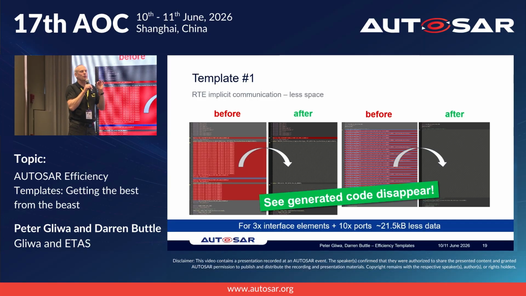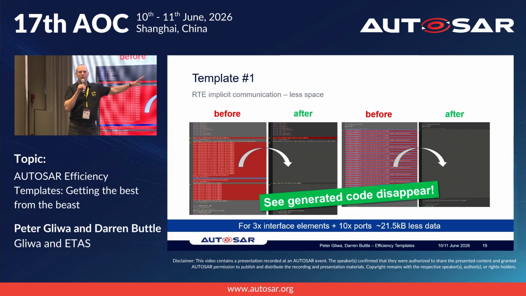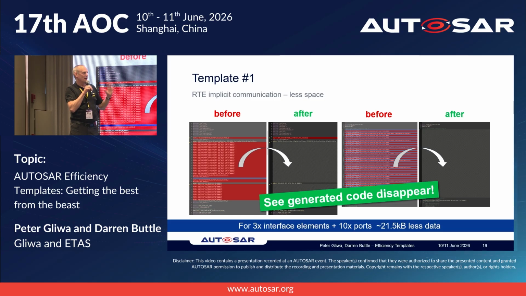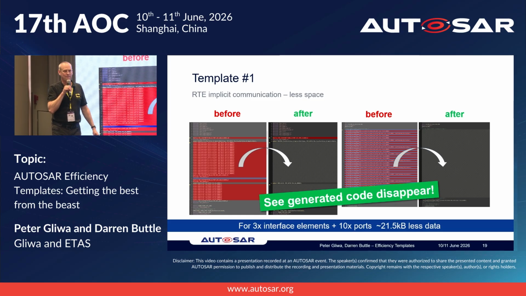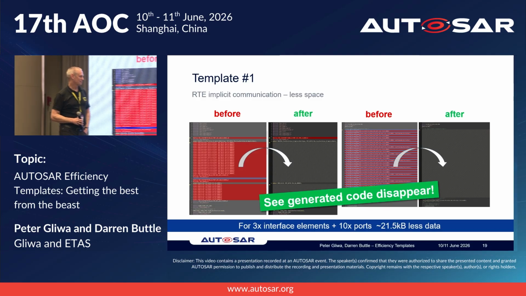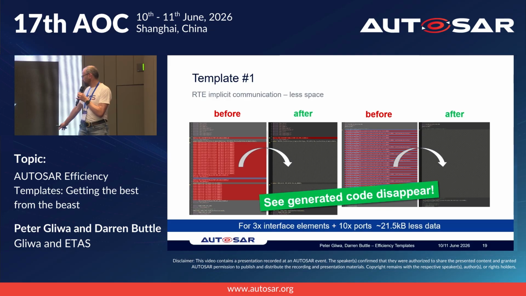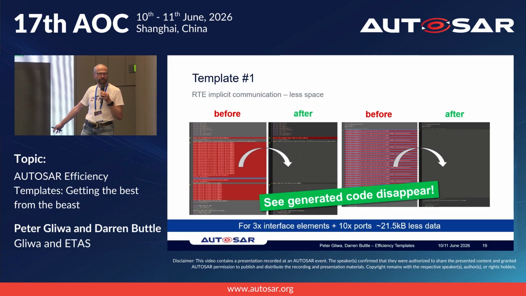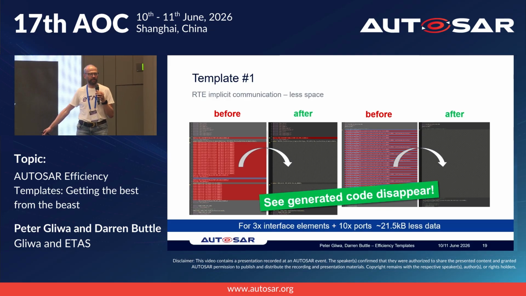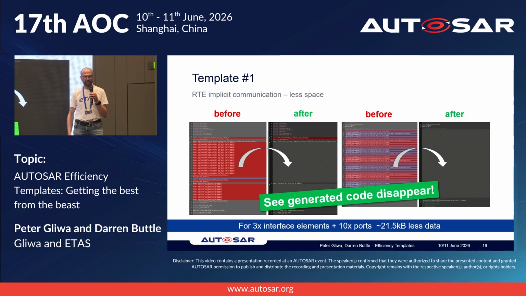And I just want to underline one aspect. This comes with 0 changes on the functional level. You don't have to touch your functional code. I just want to make that sure. It's just about how you configure the operating system. And we've got a simple example here. There's 3 interface elements and 10 ports. 21K less RAM in the system for this. That's actually, on a small device, a huge amount of space saving.